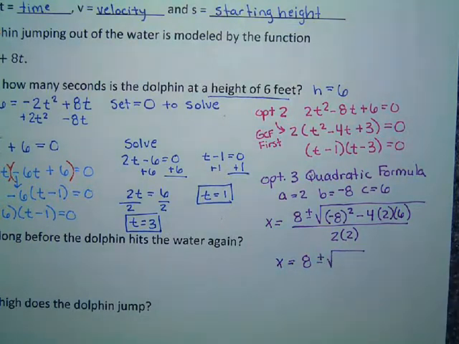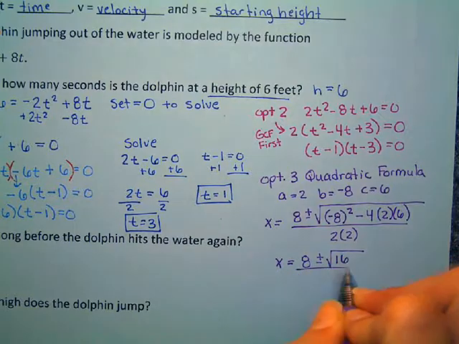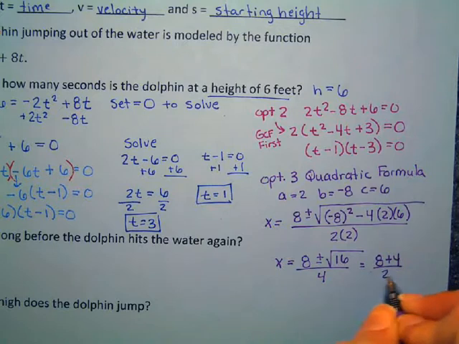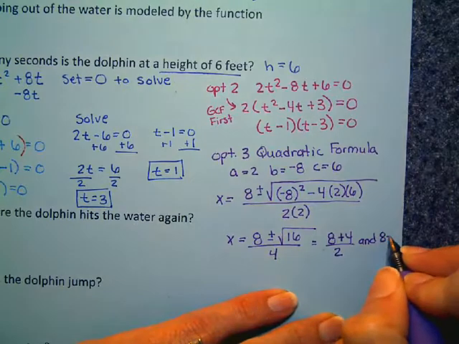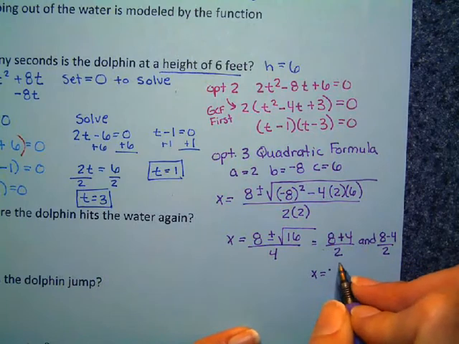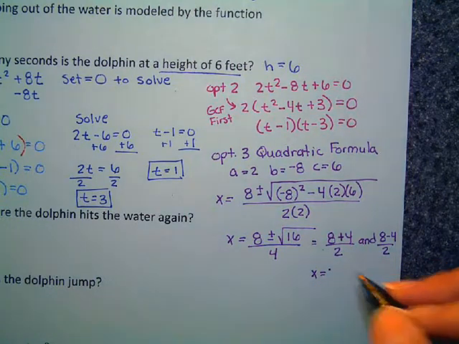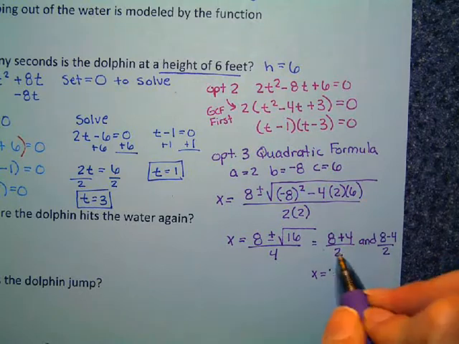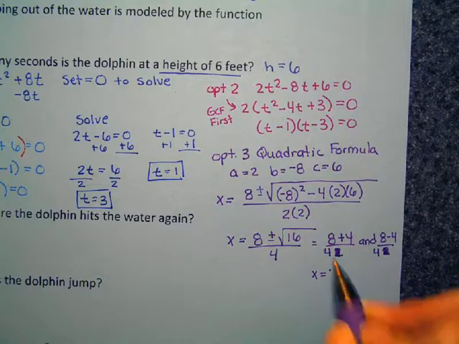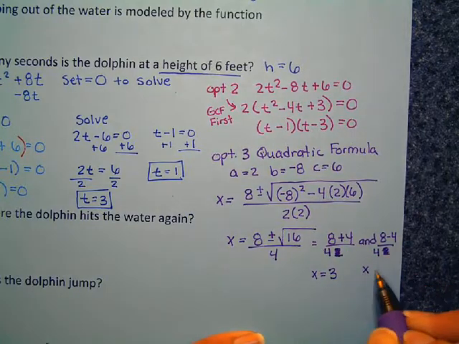So if you type that in, that's 64 minus 48. Let's see, that comes out to square root of 16 divided by 4. So you get 8 plus 4 divided by 2, and you guys can see that, 8 minus 4 divided by 2, oh, sorry, it's divided by 4. I wrote that number wrong. I had over 4 and then I switched it in the middle of the problem. So 12 divided by 4 is 3. 4 divided by 4 is 1.